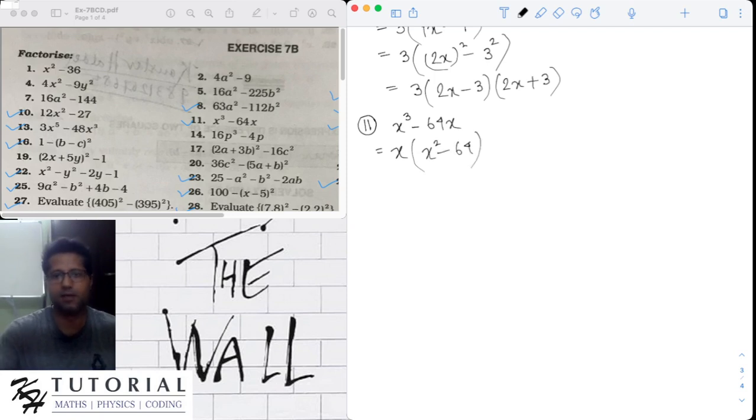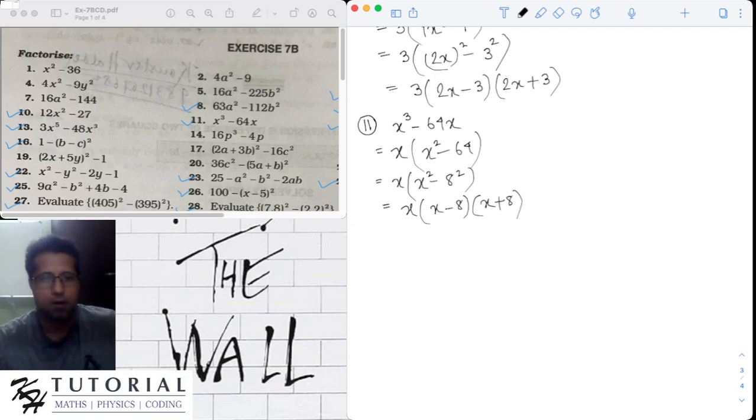Now I can see that x square minus 64 is in the form of a square minus b square, because 64 is 8 square. So now I will factorize x square minus 8 square. It will be x minus 8 multiplied by x plus 8.